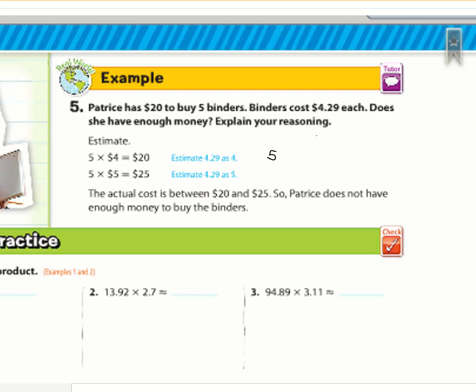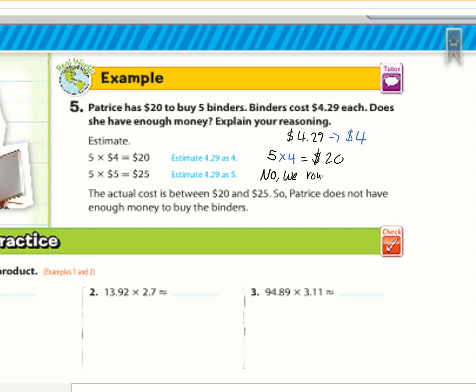so if we're estimating that $4.29 is closer to $4, so if we do 5 times 4, that's going to give us $20 exactly. But since she only has $20 and we actually had to round down, she actually does not have enough money. So we're going to say no.